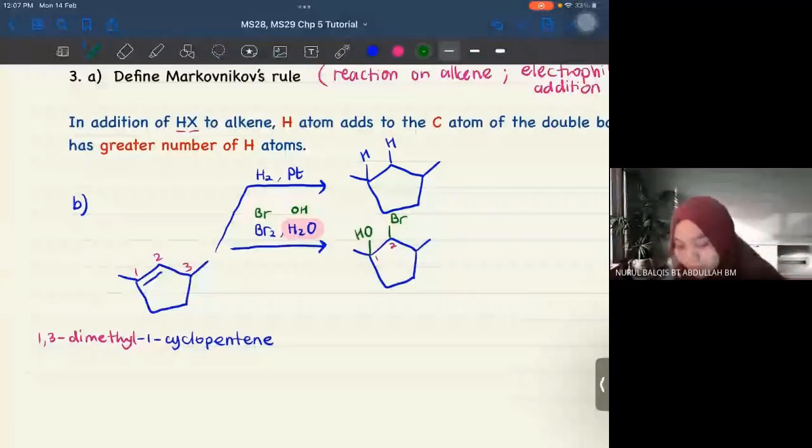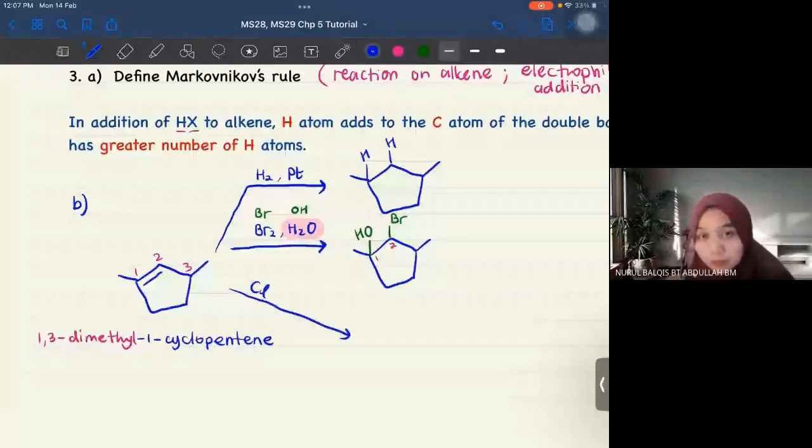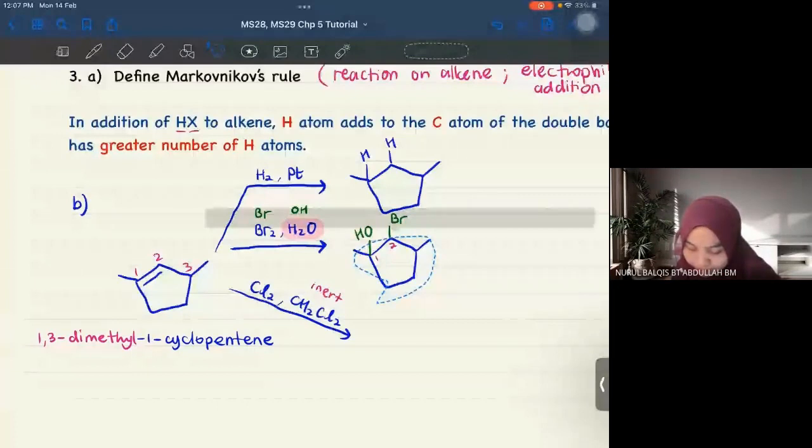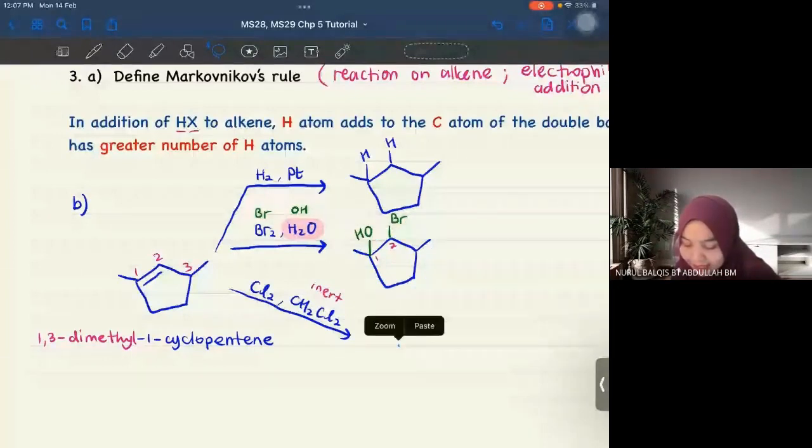But actually, when there is no longer a double bond, the numbering will start from the OH. Okay, next one, we have reaction with what? To form C, we're going to react Cl2. Okay, we now have Cl2 in CH2Cl2. So we know this CH2Cl2 is simply an inert solvent. So when it is an inert solvent, will it take part in the reaction? No, so we aim to add only Cl.